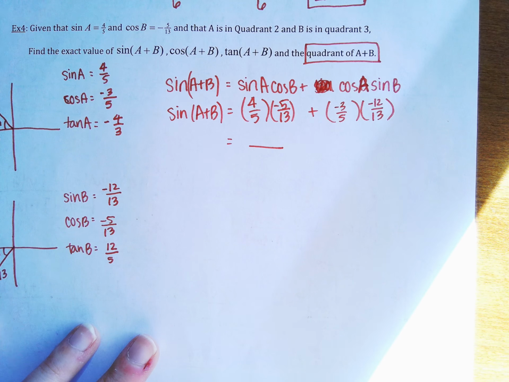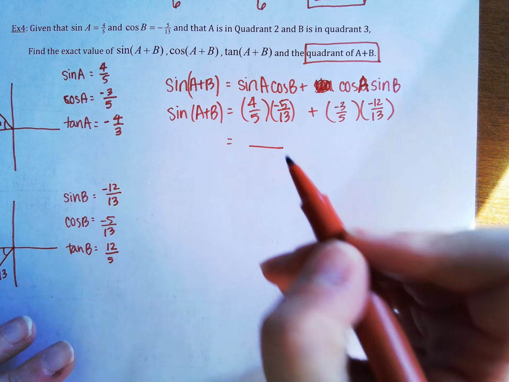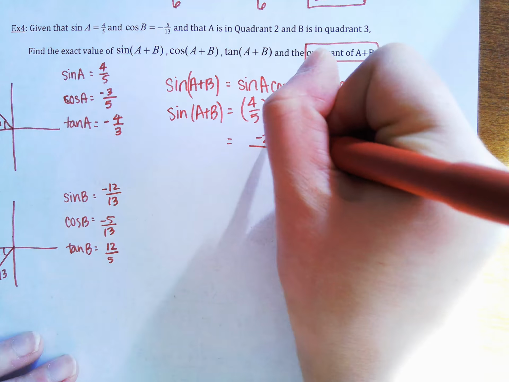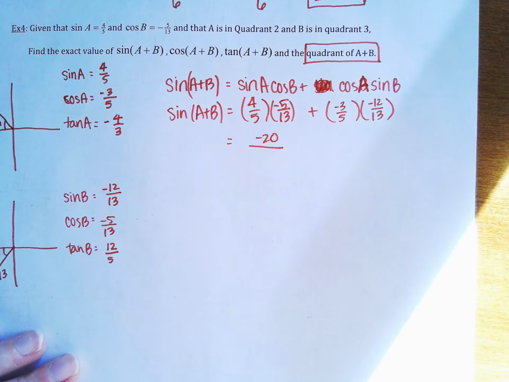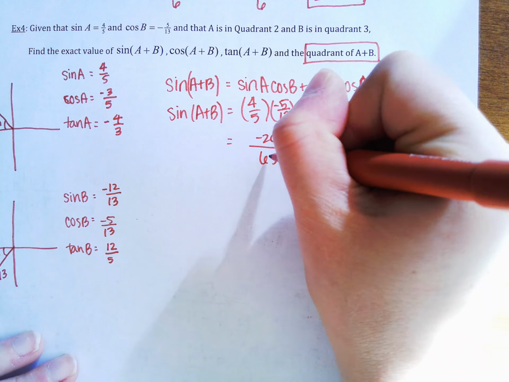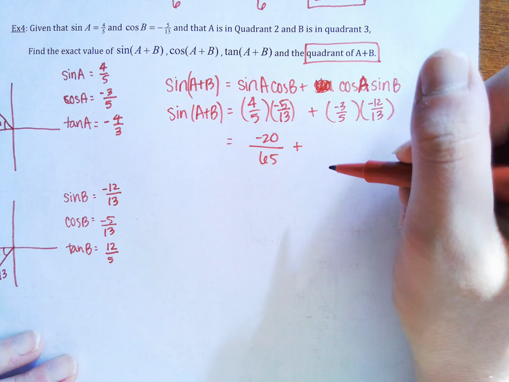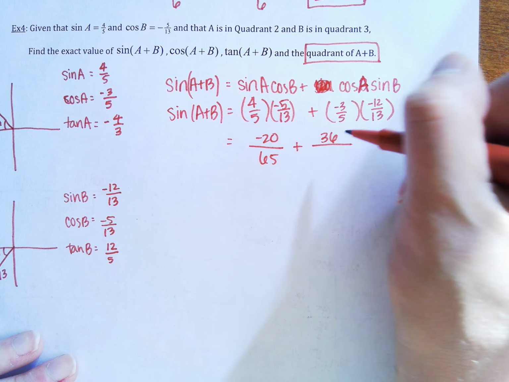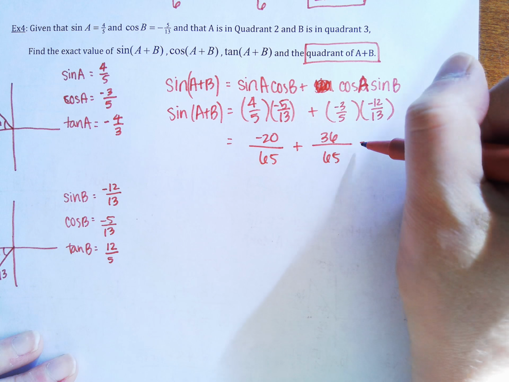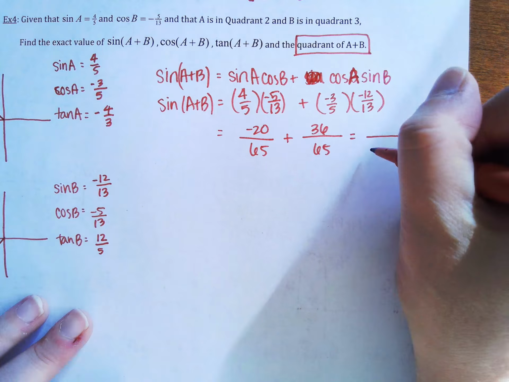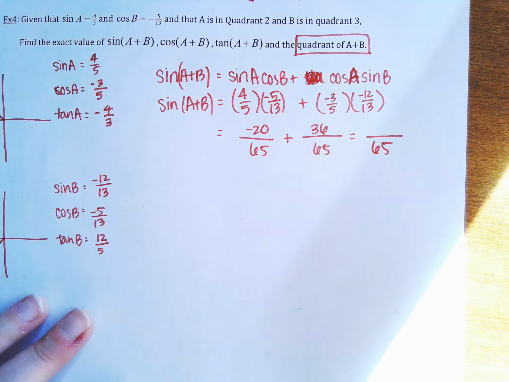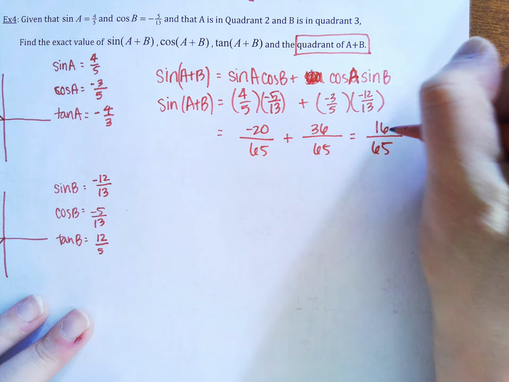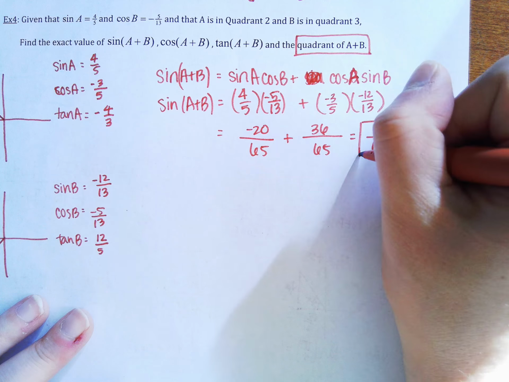Okay, so let's simplify. 4 times negative 5 is negative 20. 5 times 13 is 65. Plus negative 3 times negative 12 is 36, and 5 times 13 is 65. So when we combine that into one fraction, we get negative 20 plus 36, which is 16 over 65.